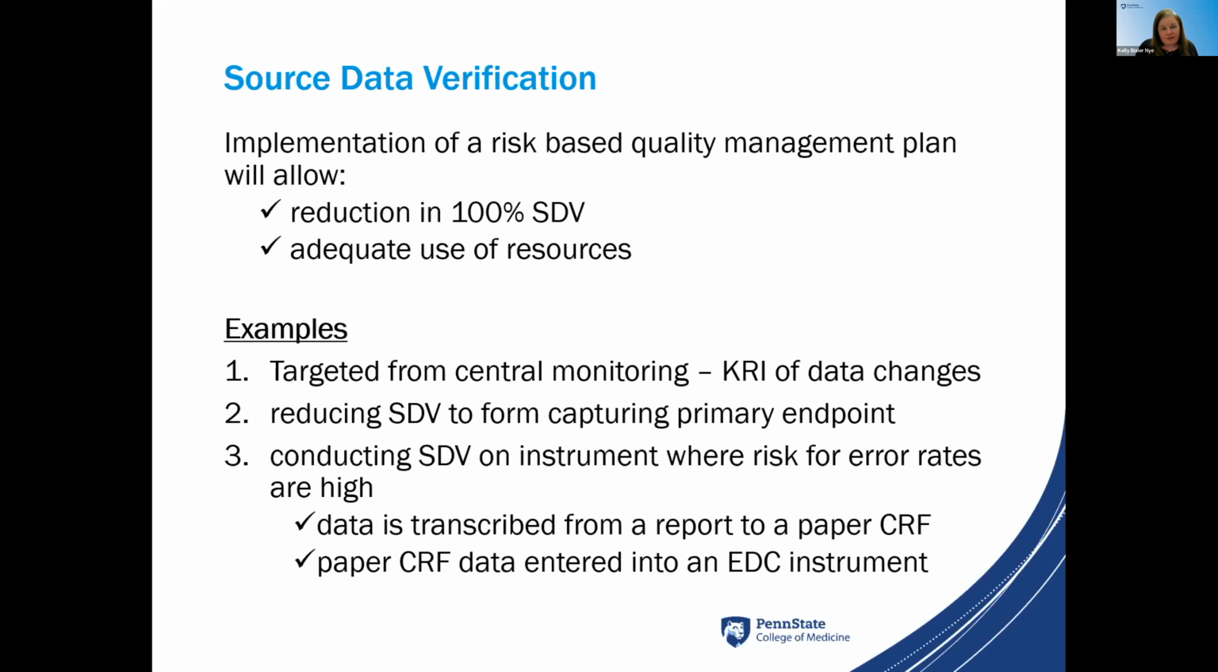Source data verification should be able to be reduced in a risk-based quality management plan and also allow for an adequate use of resources. Examples of this reduction would be a targeted central monitoring to identify key risk indicators of data changes, reducing source data verification to only the form that captures the primary endpoint, or conducting source data verification on an instrument where there's a high risk of error rate.